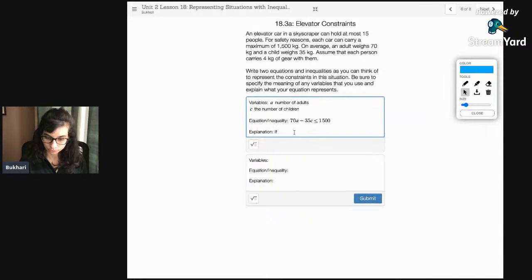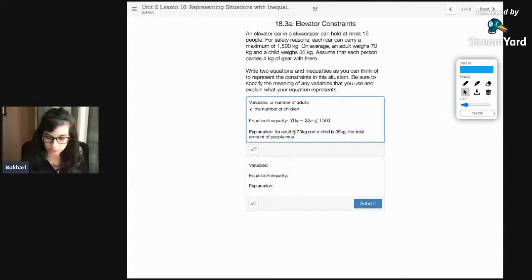If an adult is 70 kilograms and a child is 35 kilograms, the total amount of people must be less than 150 kilograms total. We're talking about the weight here. This is talking about the weight of our elevator. And so try to create another equation with all of that.